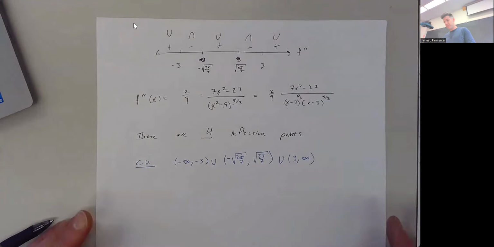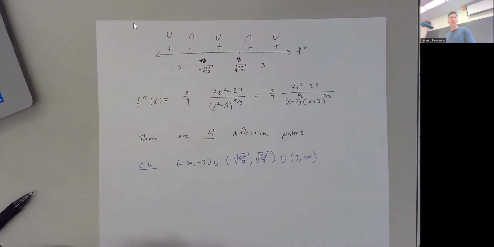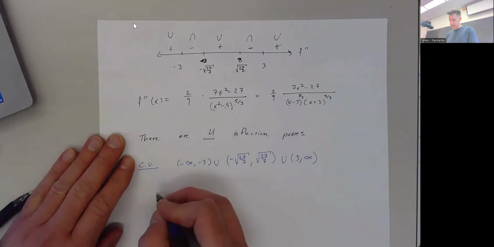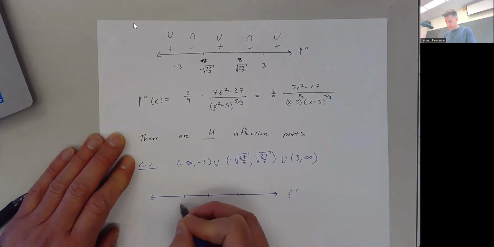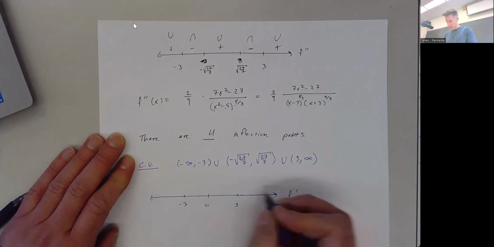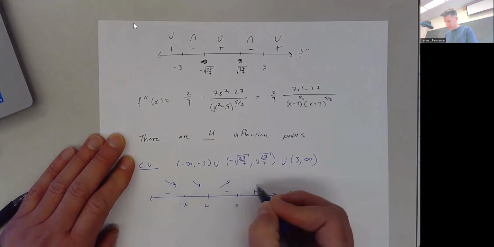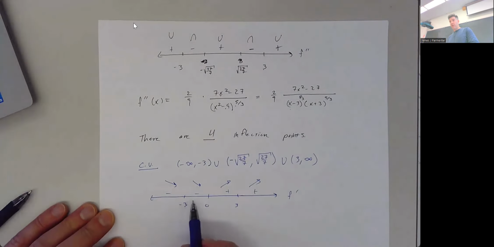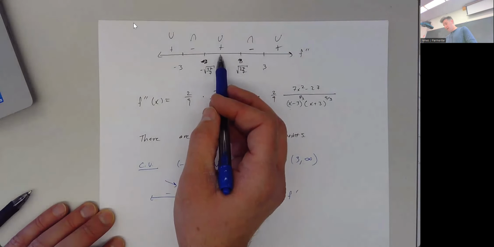All right, and then finally, the question is, on which intervals is f of x concave up and decreasing? Okay, well, looking back at our work, let's just draw it over here. We know that f prime looked like this, and it was negative, negative, positive, positive. So decreasing, decreasing, increasing, increasing. So it's decreasing over here on the left of 0. And then here, I want it to be decreasing and concave up.